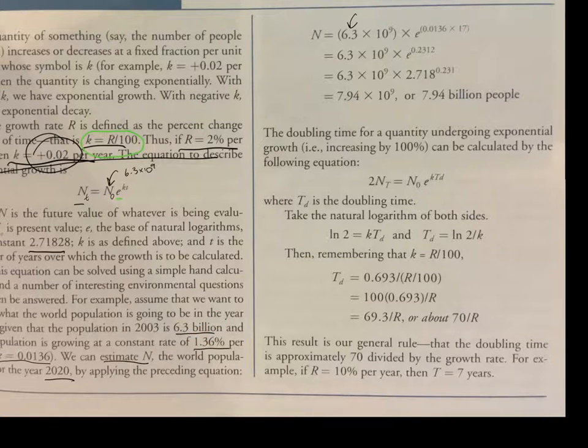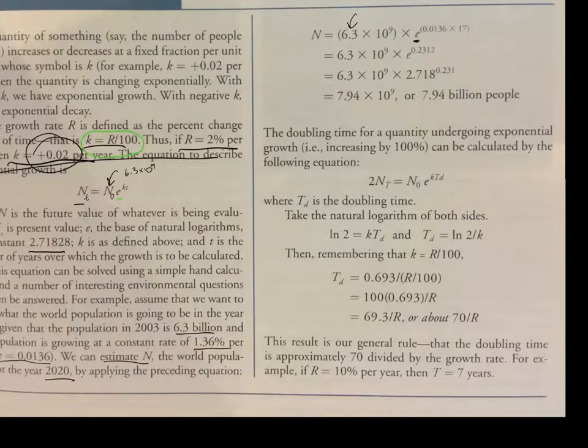Now, when we're talking about E, that's your natural number, right? You don't ever have to remember 2.71828 because it's in your calculator as E, and you'll see it when we do this in class. And you're going to have to use that E a lot in environmental science. And so you have 0.0136 times 17 years.